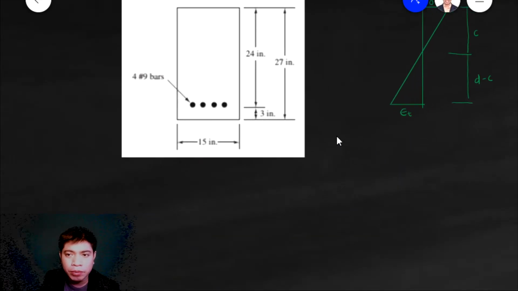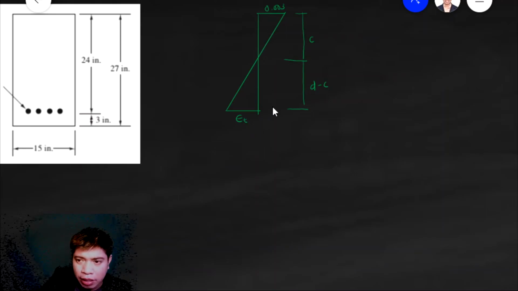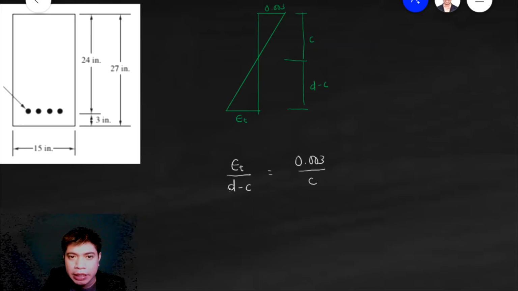Okay? So, ratio proportion muna tayo guys based dito sa ating strain diagram. So, itong triangle na to is proportional to this. So, that is the tension strain divided by d minus c is equals to 0.003 divided by c. Okay, so of course, yung d is given, that is 24. Yung wala lang dito is yung c, tsaka yung tension strain. So, hanapin muna natin guys yung c.